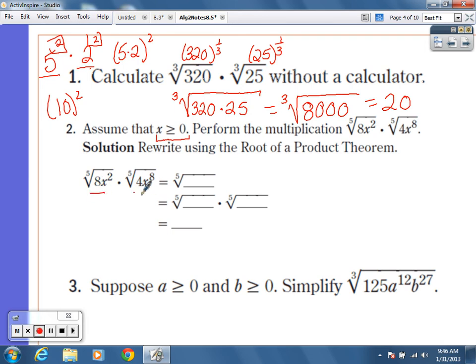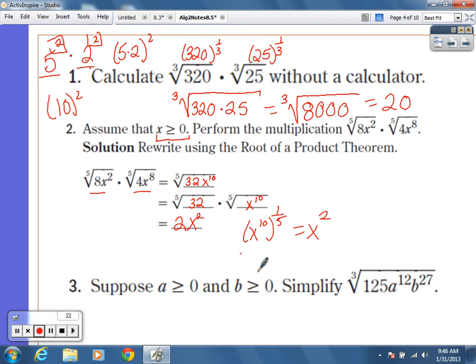I'm going to multiply these together, and I will get 32 x to the 8th times x squared, which is x to the 10th. This is the same thing. Now I'm going to break it down. I just multiplied it together, but now I'm going to break it down into a way that will help me. So the fifth root of 32 times the fifth root of x to the 10th. Well, what is the fifth root of 32? That's 2. The fifth root of x to the 10th, okay, that's x to the 10th to the 1/5. That's x to the 10 over 5, or x squared.